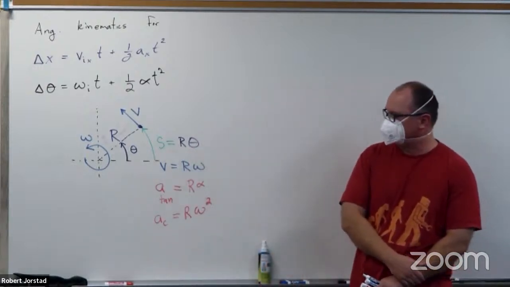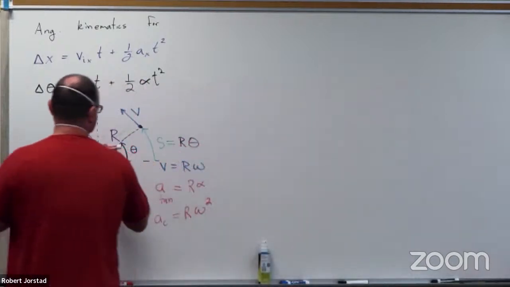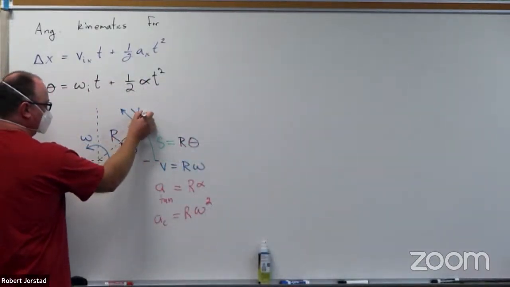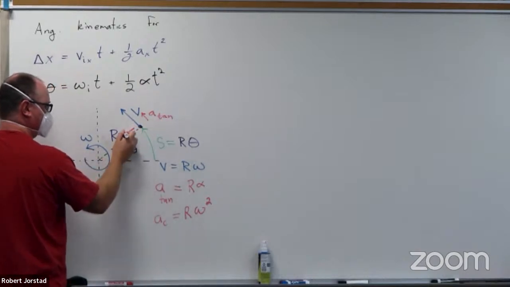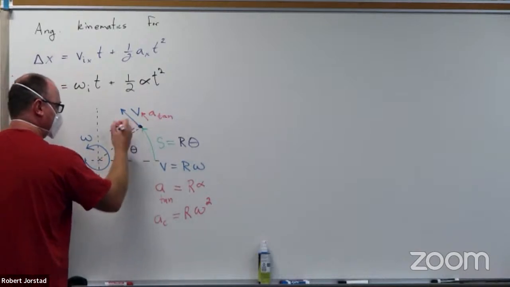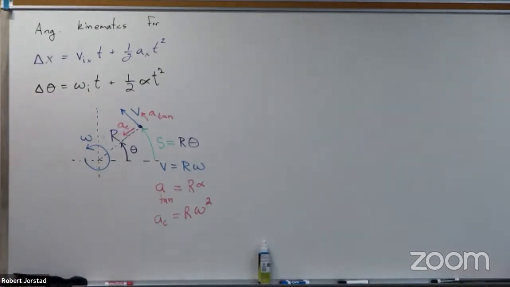Well, wait a second. A tangential would be going this way. A_c is going this way. What's the total acceleration vector? At least the magnitude of it. How would I get the magnitude of the total acceleration?